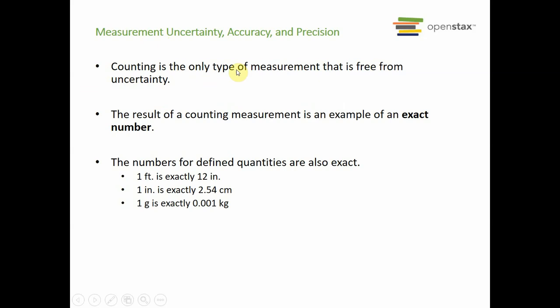Counting is the only type of measurement that is free from uncertainty. So integers, if you say you've got 1, 2, or 3 things of something, you're stating it absolutely. The result of a counting measurement is an example of an exact number. The numbers for defined quantities are also exact. So 1 foot is exactly 12 inches. 1 inch is exactly 2.54 centimeters. 1 gram is exactly 0.001 kilograms.